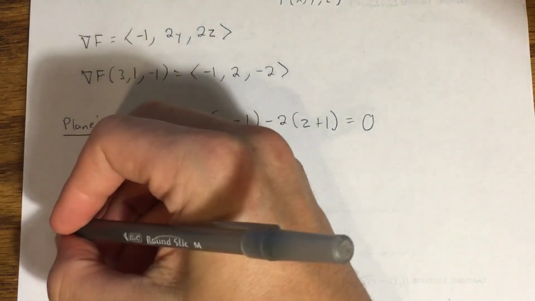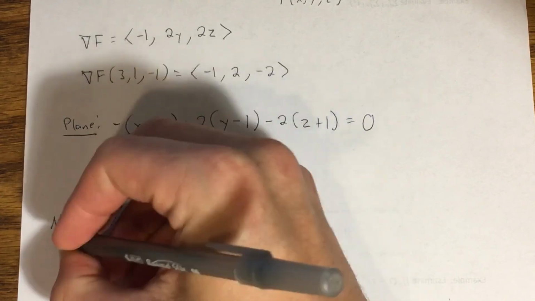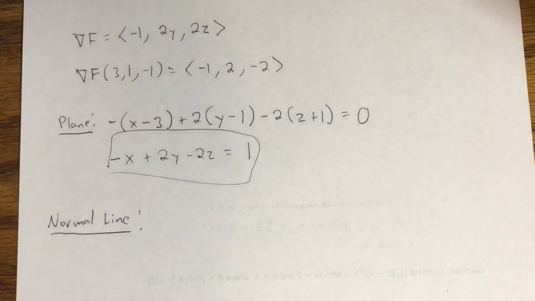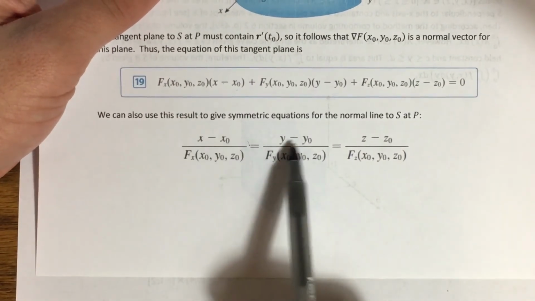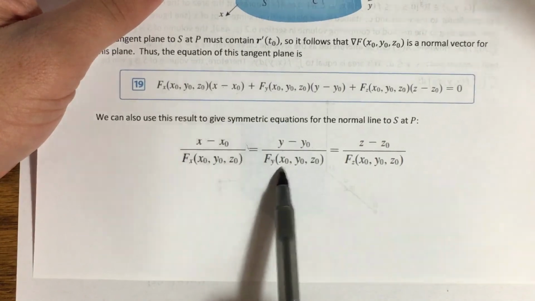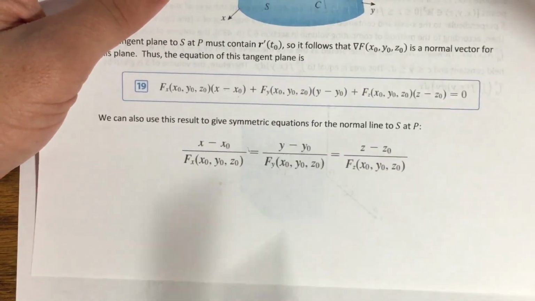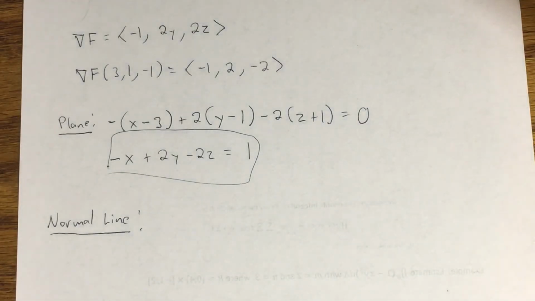Next up, we need the equation for our normal line. Well, we already have everything that we need for the equation of our normal line, because again, it looks like we just need x minus x naught, y minus y naught, z minus z naught, fx, fy, fz. All the same things that showed up in the equation of our plane, but just written differently so that it looks like symmetric equations.